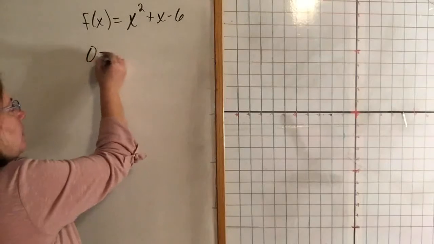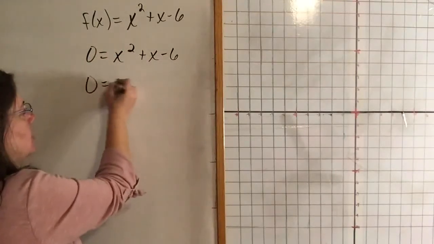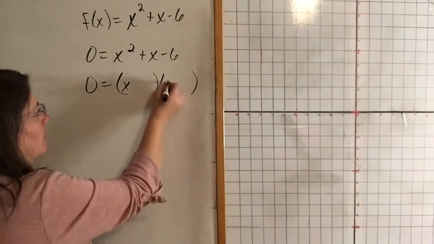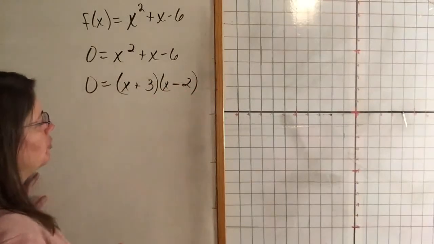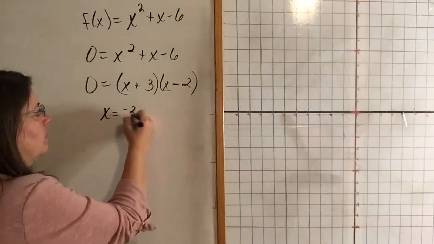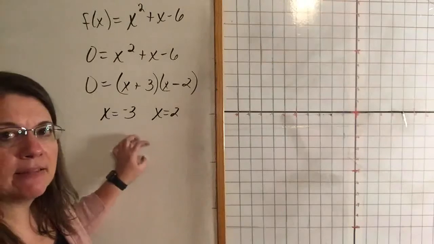0. So 0 equals x squared plus x minus 6. The next thing I need to do is factor. What factors of 6 subtract to give you 1? Well, that would be 3 and 2. That would be a plus 3 and a minus 2. And so if I set each of those roots equal to 0, I have x equals negative 3 and x equals 2. So we need to understand what that means.